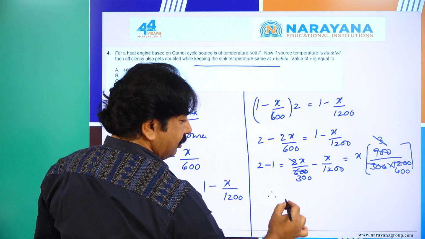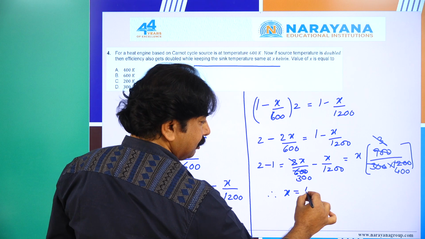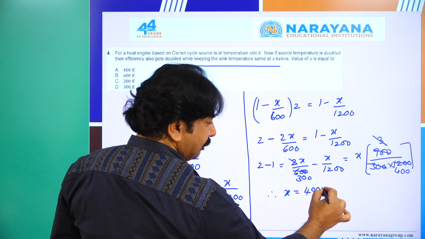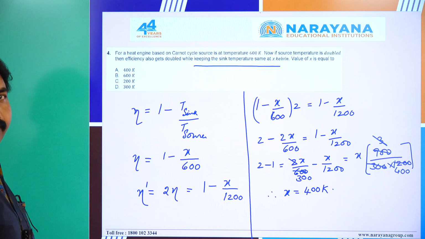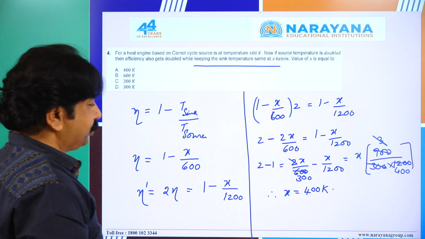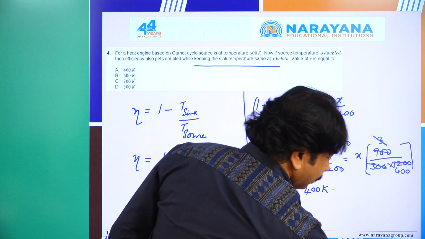Now x is equal to finally 400 Kelvin. That is the value we are getting. This is the fourth question. Next, we are going to the fifth question.